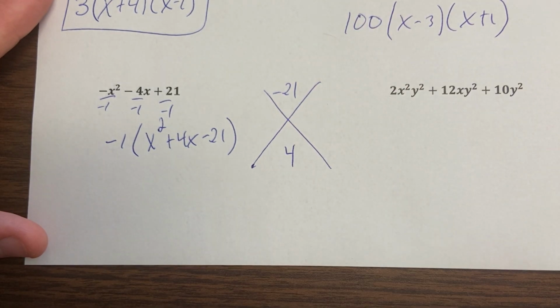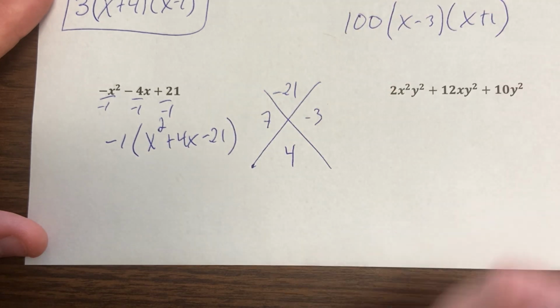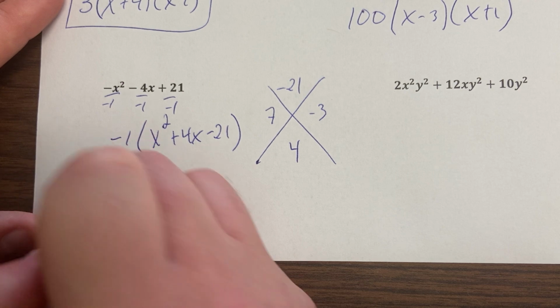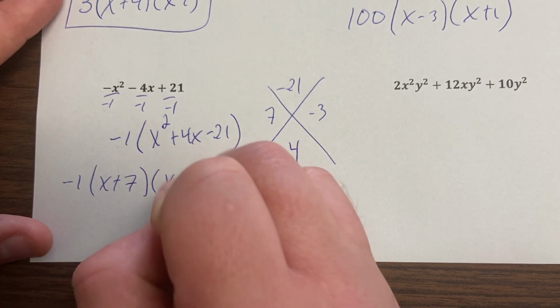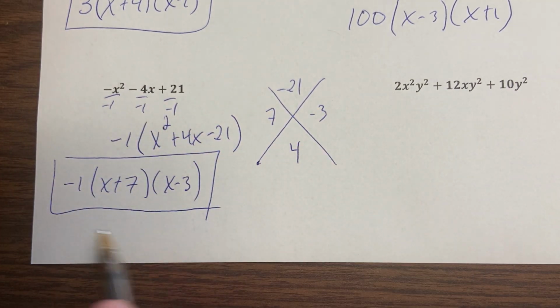So what multiplies to get negative 21 and adds to get positive 4? I think we're dealing with 7 and negative 3. Again, the negative 1 needs to be represented there. We have x plus 7, x minus 3. Again, now we have 3 factors, but make sure they are all represented.